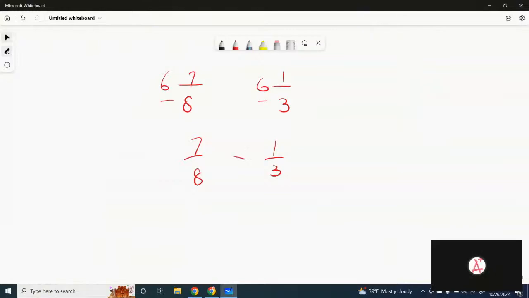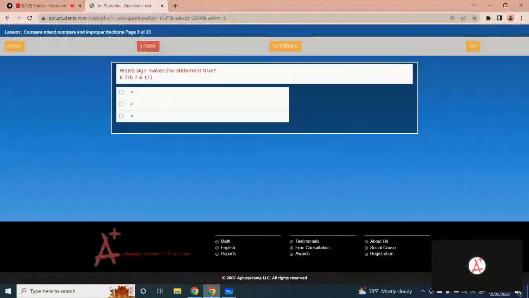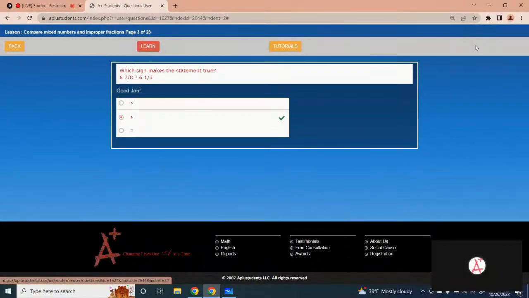Yes, 7 by 8 is greater than 1 by 3. Got it? So that means 6 whole 7 by 8 is greater than 6 whole 1 by 3. Just select the correct option and click on the OK button. Yes, very good. It is greater.